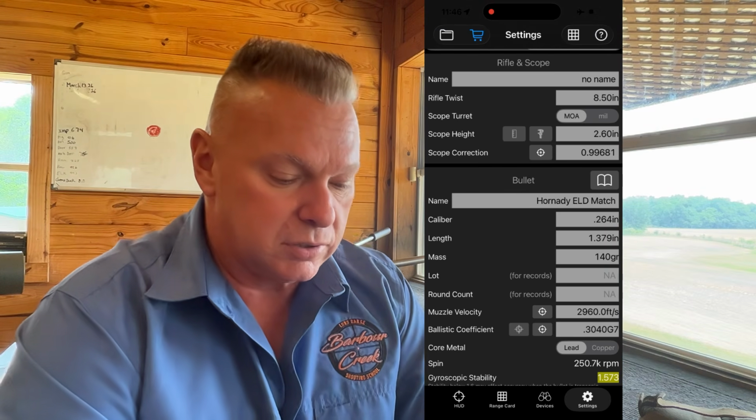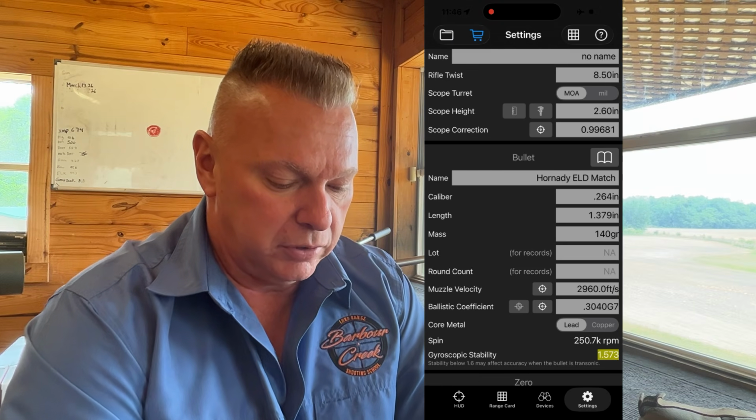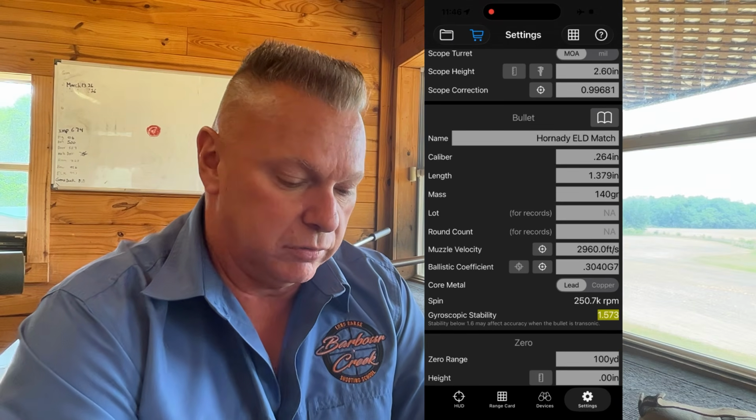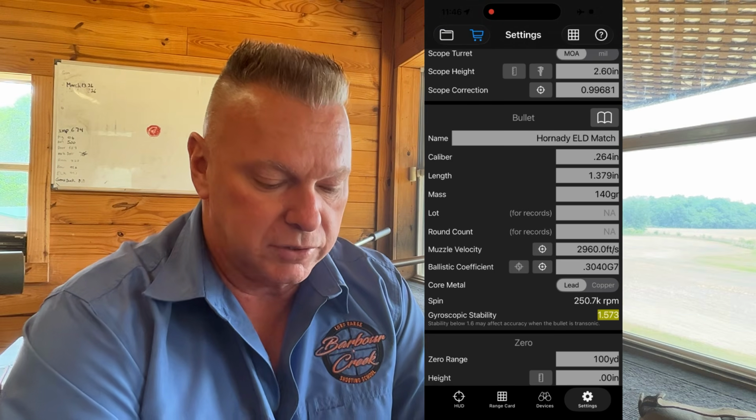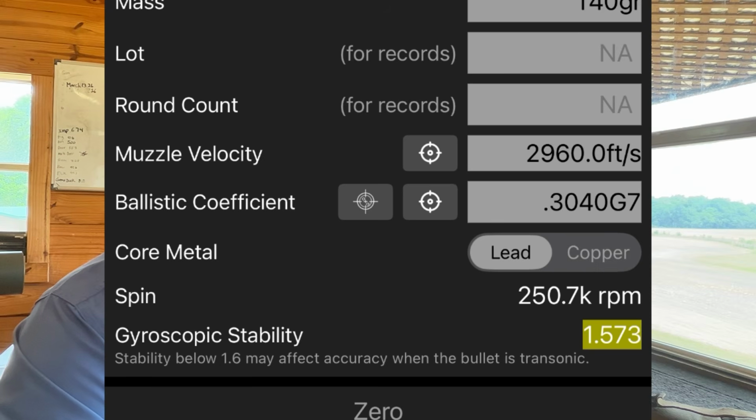So for instance, I already selected a bullet. I went to the library, Hornady ELD Match, 140 grain, and it dropped in the nominal ballistic coefficient that they provide, and I used chronograph velocity. So you'll notice that in the spin rate, it's saying we're at 250,000 RPMs, and my gyroscopic stability is 1.573. Now what's highlighted in yellow? Yellow means it did not meet my standard. My standard is 1.6. That does not mean it's bad. 1.5 is a marginal stability that pretty much will get you out to 1,000 yards easy with accuracy.